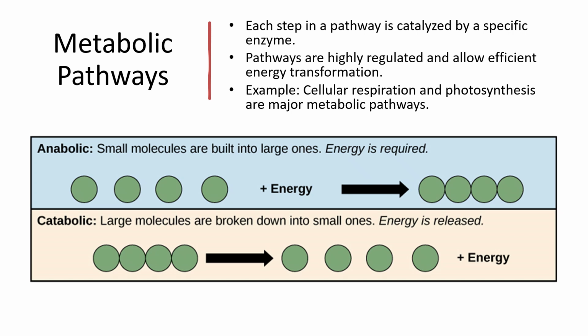Metabolic pathways are step-by-step sequences of chemical reactions, each catalyzed by a specific enzyme. These pathways allow cells to transform energy efficiently. For instance, cellular respiration is a metabolic pathway that extracts energy from glucose, while photosynthesis is a pathway that stores solar energy in sugars.